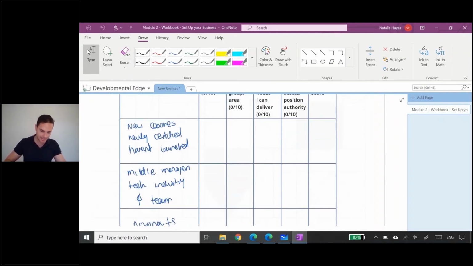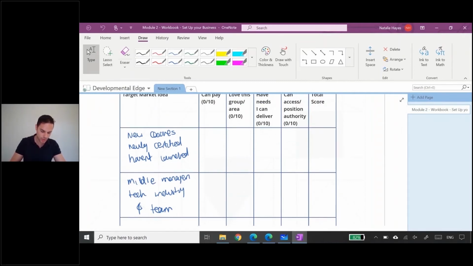So I just want to score myself against all the different groups that I've brainstormed. So just making this up on the spot, let's just say new coaches, newly certified that haven't launched, can they pay? Let's say that's like a 7 out of 10. Do I love this group? For sure, 10 out of 10. Do they have needs that I can deliver to? Well, if we're talking about me, then that's also a 10 out of 10. Can I position myself as an authority? Just for fun, let's put a 9. So we've got 36 as a total score.